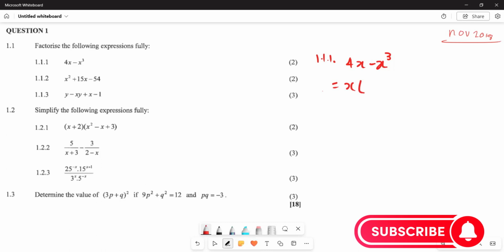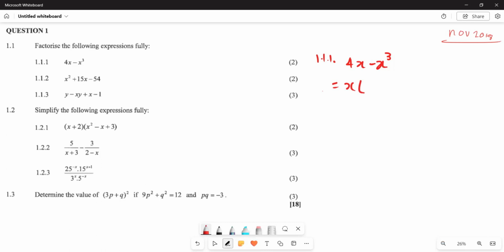When you've taken out the x, you're going to be left with 4. Then 4 subtract, because here there were 3 x's, the cube means there were 3 x's, which means now you're going to be left with x squared.